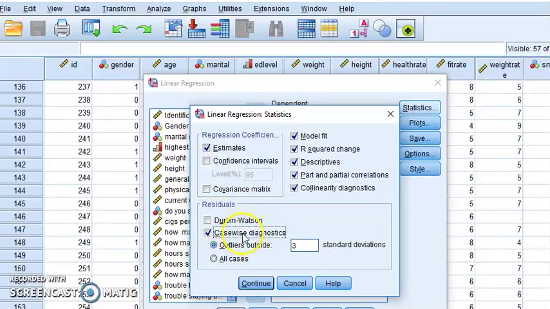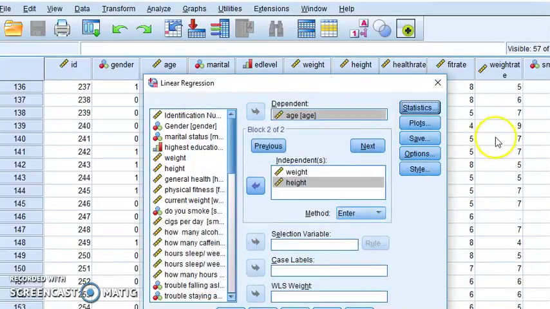Now down here, the case-wise diagnostics helps us identify any outliers in our data, and it's set to 3, but I'm going to set it to 2 standard deviations. And again, we'll see when we get our output from SPSS how it judges what data points might be outliers. So we click Continue, and in your textbook it does talk about certain plots, but for this mini tutorial we are not going to look at any plots.